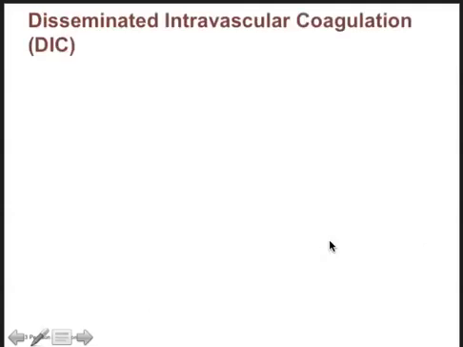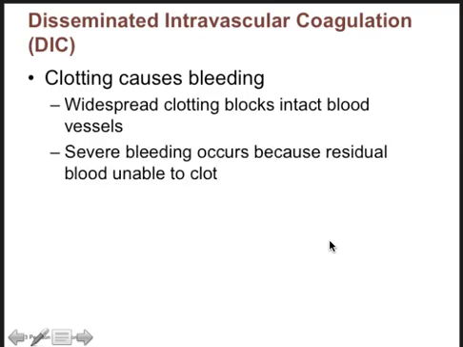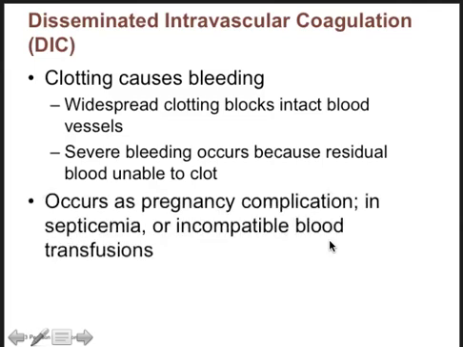Okay, disseminated intravascular coagulation is widespread clotting that causes bleeding and also tissue necrosis due to lack of blood flow to certain areas as capillary beds get blocked due to these spontaneous clots. Widespread clotting blocks intact blood vessels. Severe bleeding occurs because residual blood is unable to clot because all those clotting factors have been used up in producing these spontaneous clots. It can occur as a pregnancy complication.